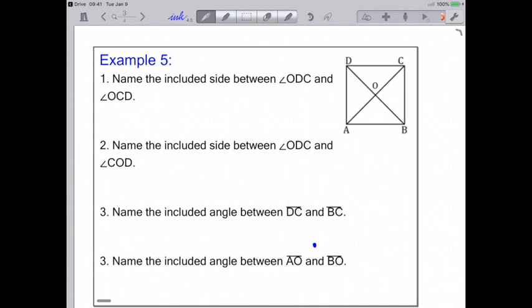This one wants me to name included sides, so I should be thinking 2 segments. So in between angle ODC, so this angle here, and OCD, it's hard to say without mixing those two up, in between those two angles is this segment from D to C. Again, you could get that by noticing the two letters are repeated, D and C, or you could get it by referring to your picture.